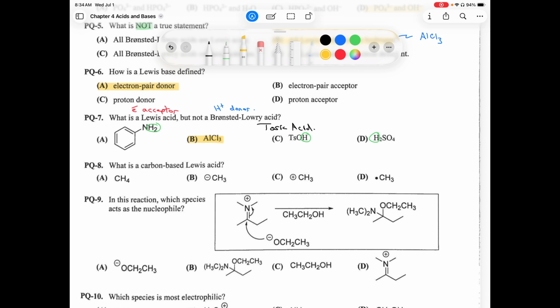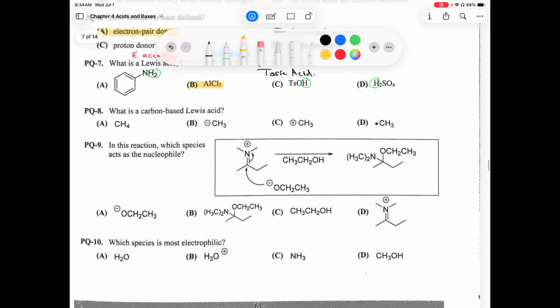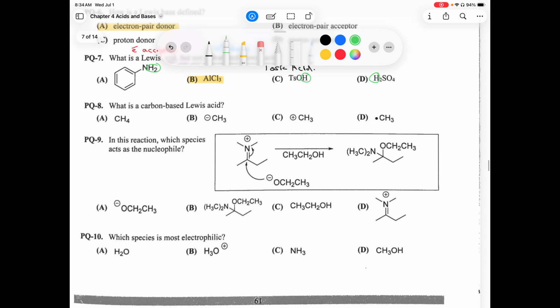Same vein in question number 8. What is a carbon-based Lewis acid? So again, we're looking for a Lewis acid, an electron acceptor. Well, let's see. We've got methane, a carbanion, a carbocation, and a radical. Which one of these is the most electron deficient and willing to accept electrons? Well, it's certainly the one that's positively charged, because it can accept electrons to become neutral.